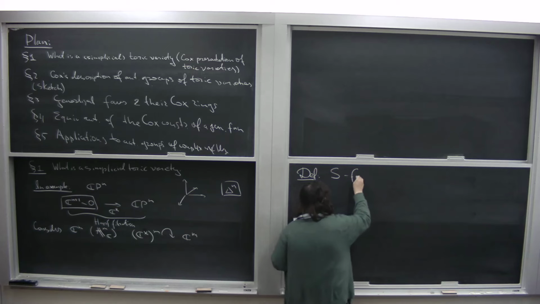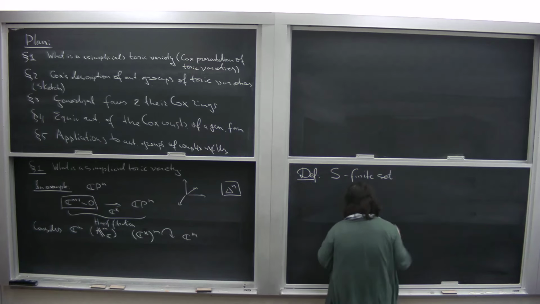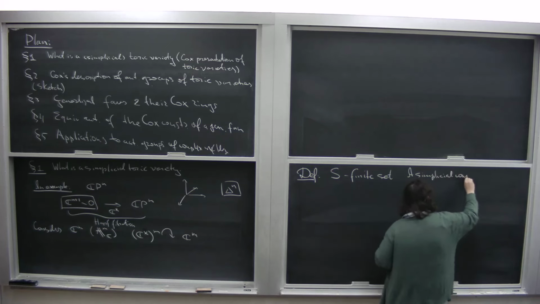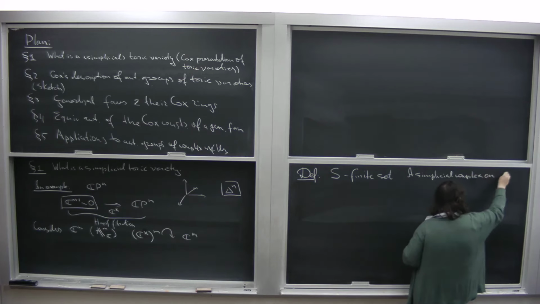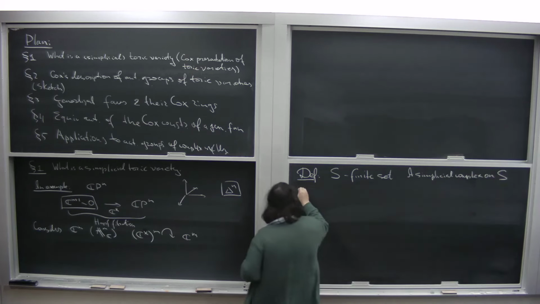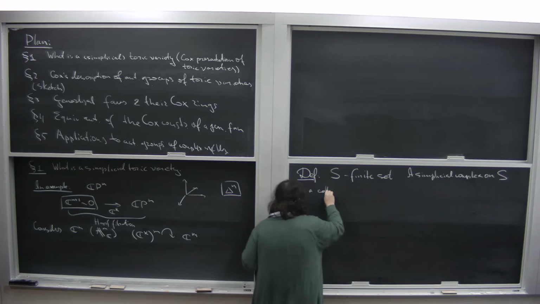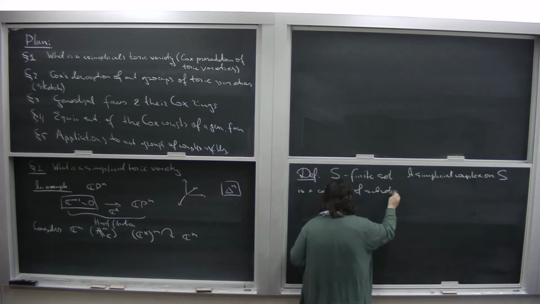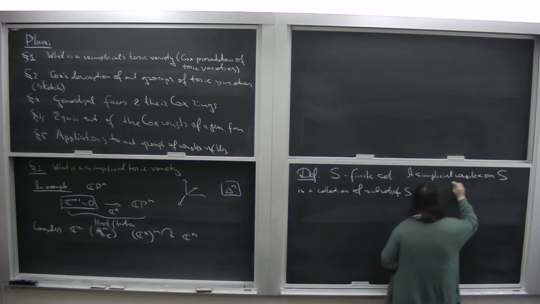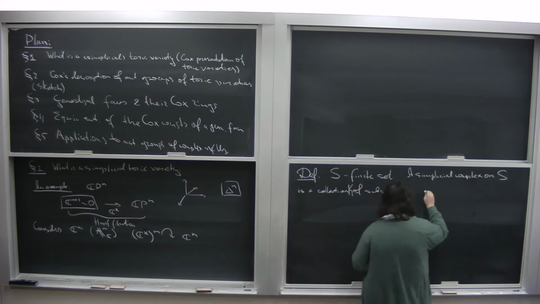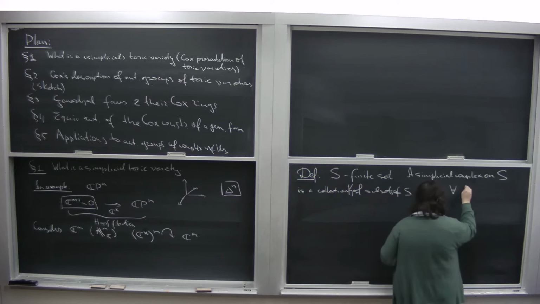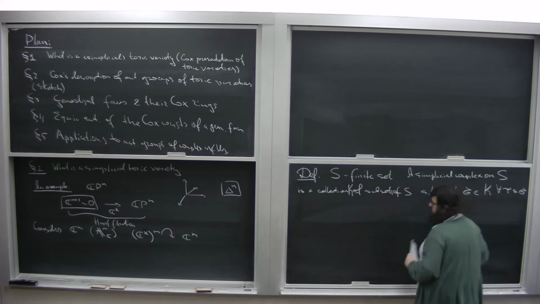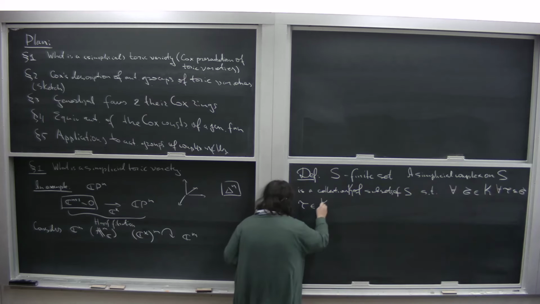So let S be a finite set. A simplicial complex on S is a collection K of subsets of S, such that for any sigma in K, for any tau which is a subset of sigma, tau also belongs to K.